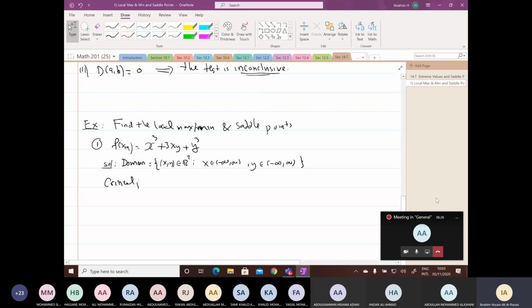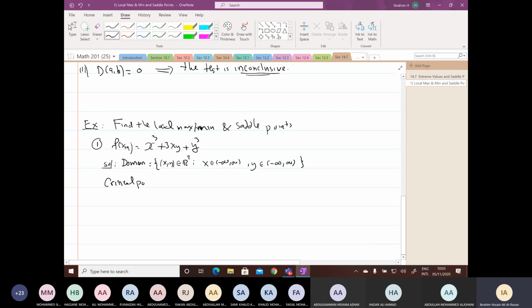We find the critical points. Okay. And for this, we need to find f sub x and f sub y first. F sub x is 3x squared plus 3y, and f sub y is 3x plus 3y squared. And we have two types of critical point.